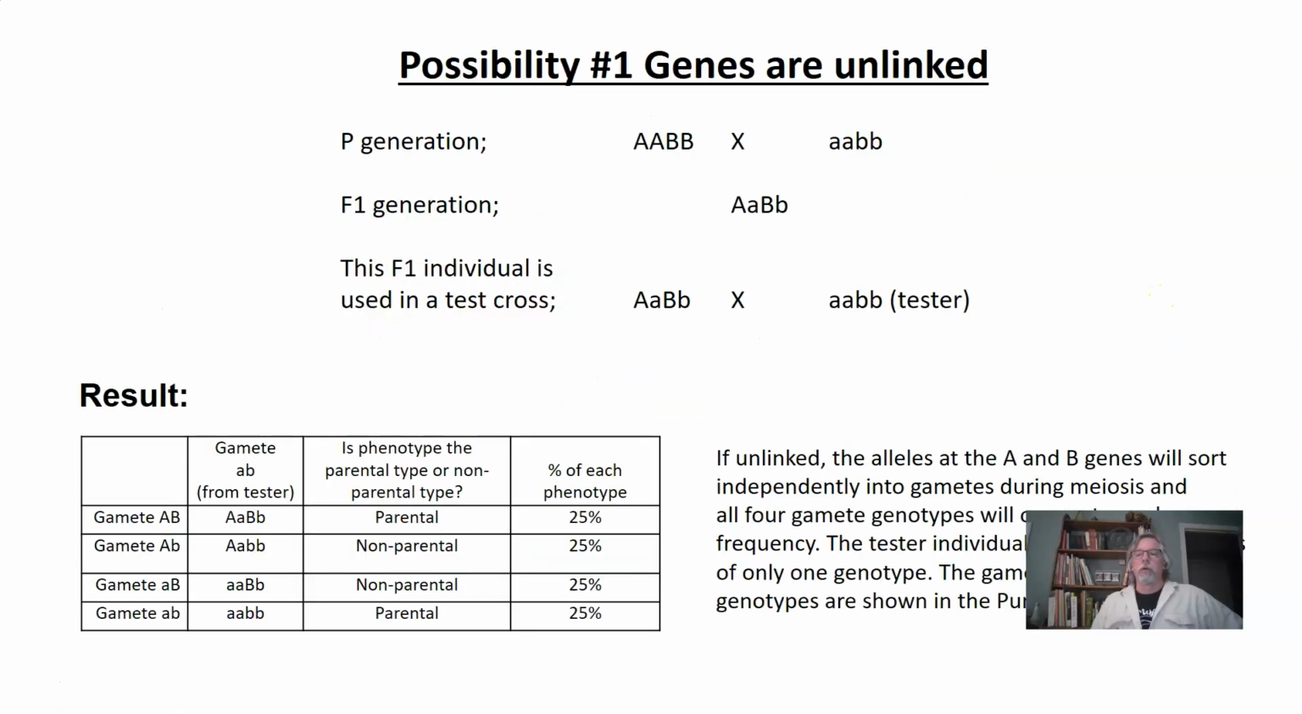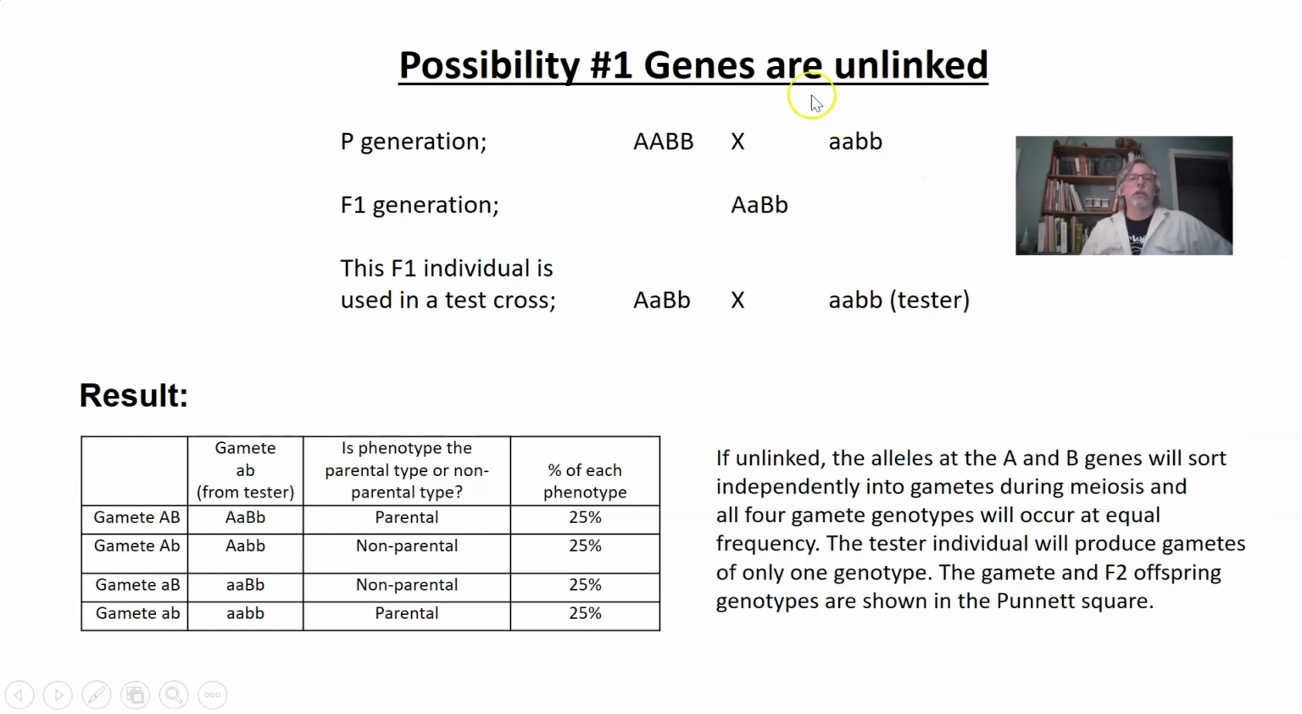All right, so this slide is showing the diagnostic cross for two genes that are unlinked. And this is a dihybrid test cross. We're starting with the parental generation. An individual that's homozygous, pure breeding for two different genes. Are they linked or unlinked? We don't know. So to determine that, we're going to set up a test cross.